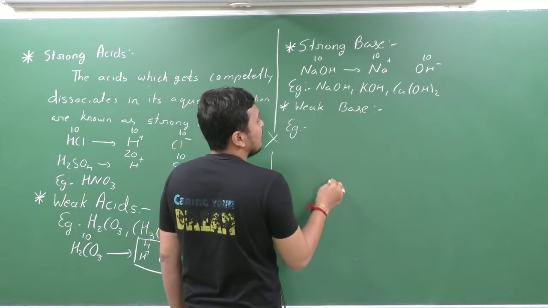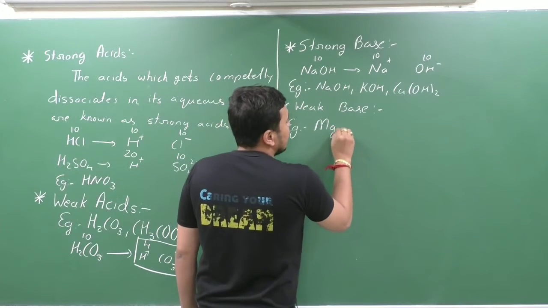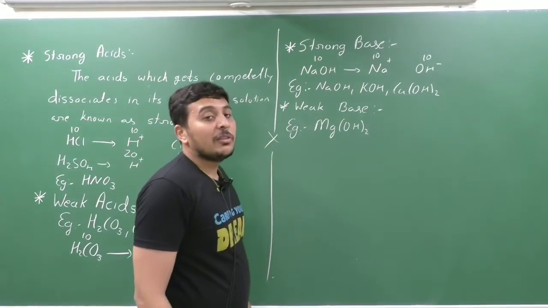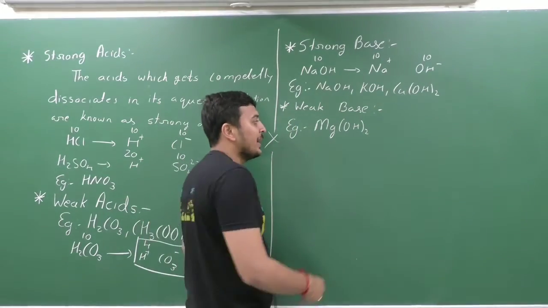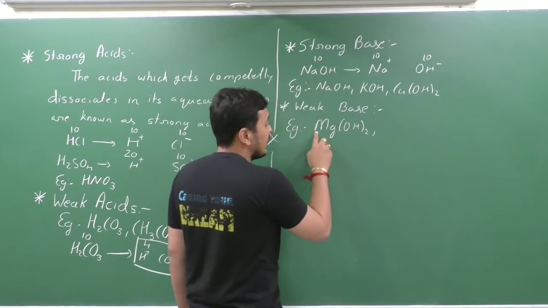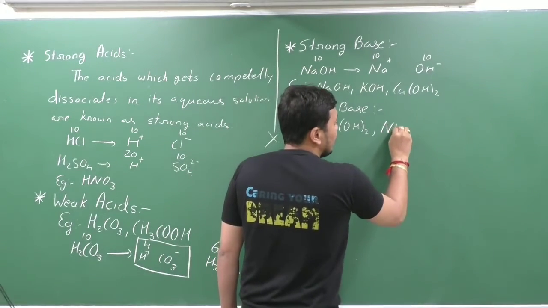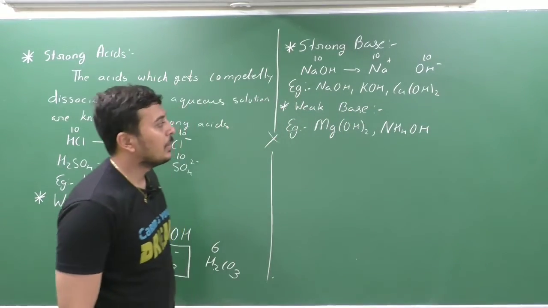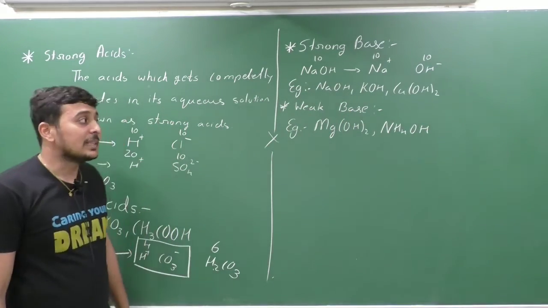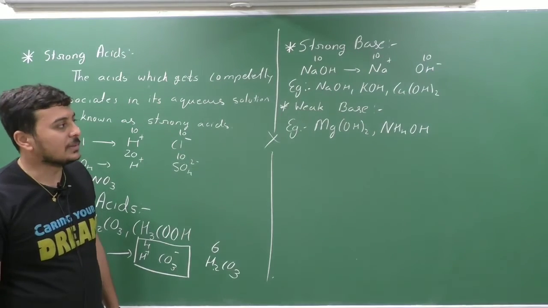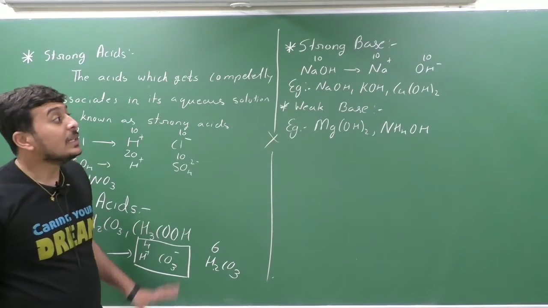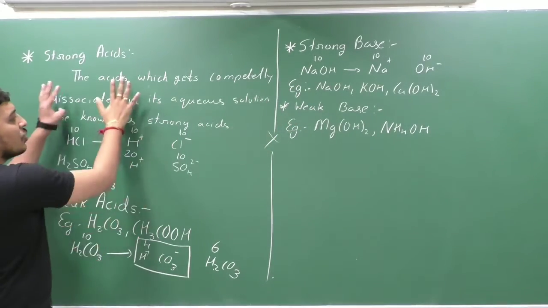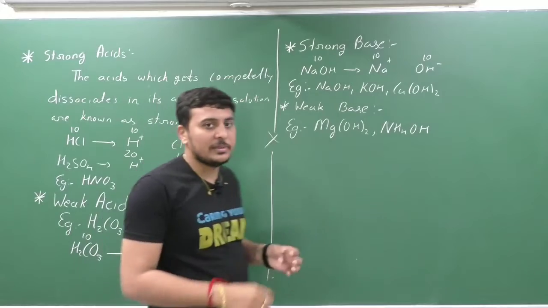What are the examples of the weak base? That is Mg(OH)2, also known as milk of magnesia, magnesium hydroxide, that is ENO. Clear? Now magnesium hydroxide, ammonium hydroxide NH4OH, these are the examples of the weak base. Clear? So now we know that there are different types: strong acids, weak acids, strong bases, weak bases.